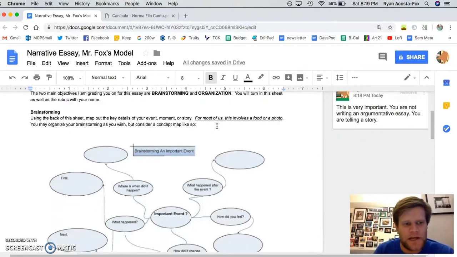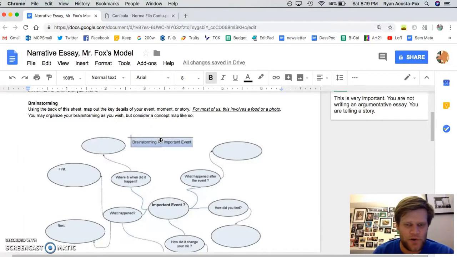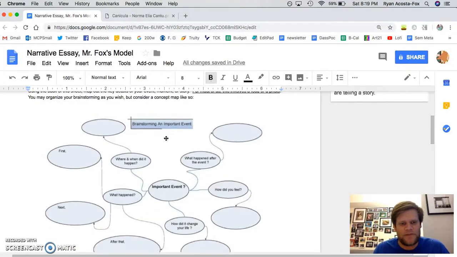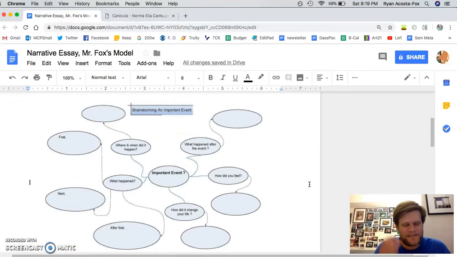Okay, so first let's talk about brainstorming. It says, using the back of the sheet, map out the key details of your event, moment, or story. Remember, for the last 2 weeks, we've talked about two things: food and photographs. You may organize your brainstorming as you wish, but think about doing a concept map. I found this one, a very basic concept map from the internet. It's not perfect, but it's a good way to get your ideas down in print that you might want to include in the story.